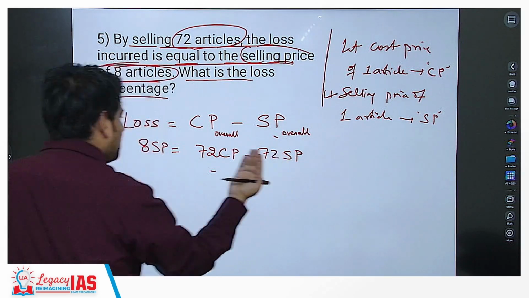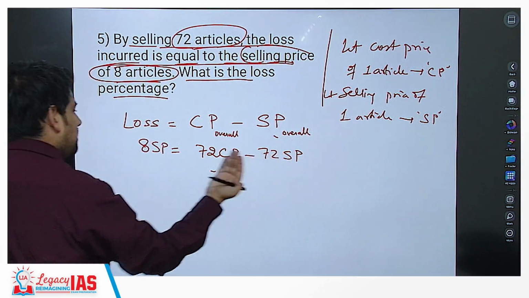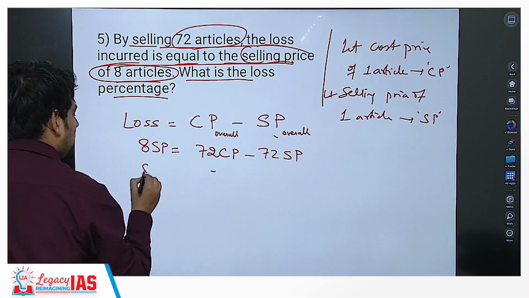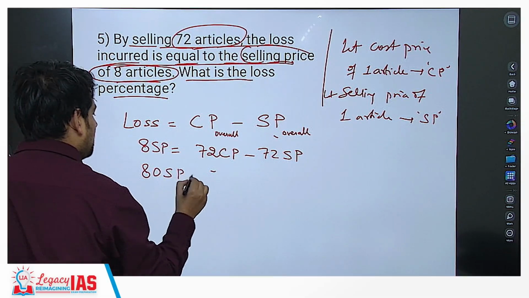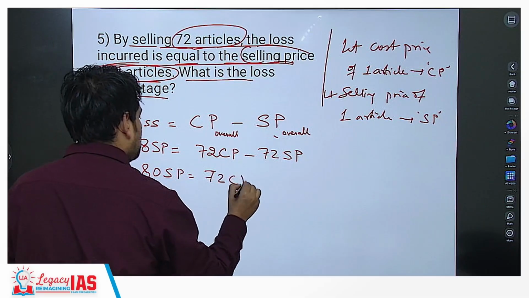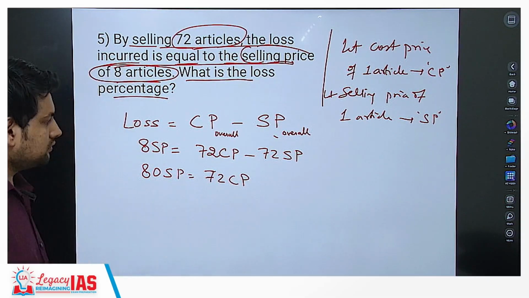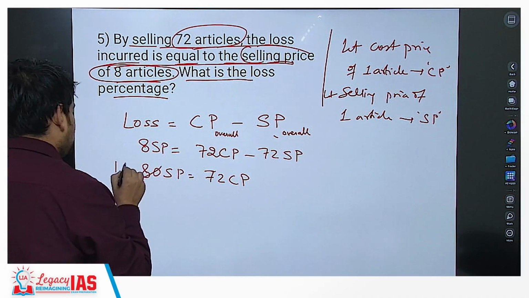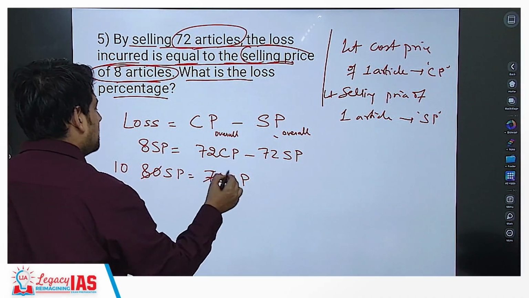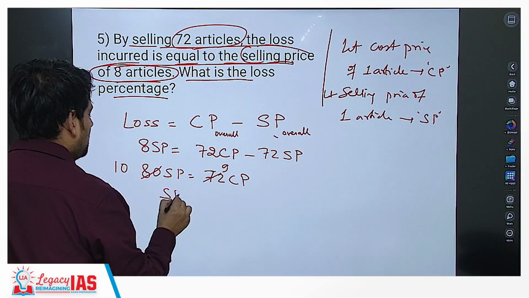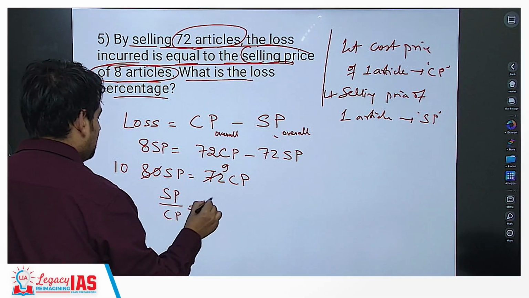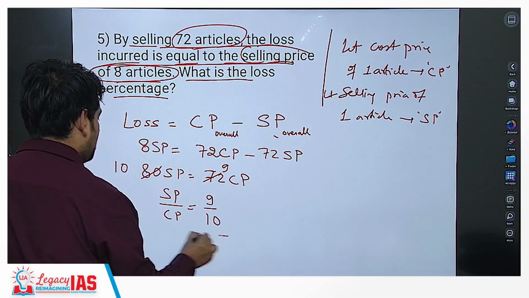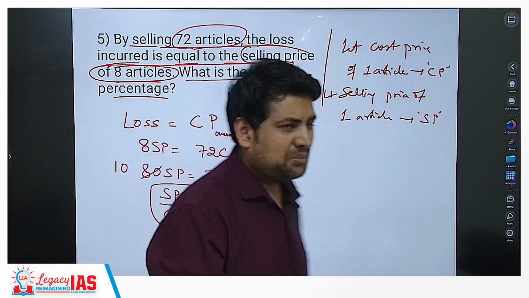That's it. Now, you are asked loss percentage. Before that, we will try to find SP by CP. So, this comes here. This becomes 80 SP is equals to 72 CP. So, this goes 10 times, this goes 9 times by 8. So, this becomes SP by CP is equals to 9 by 10.